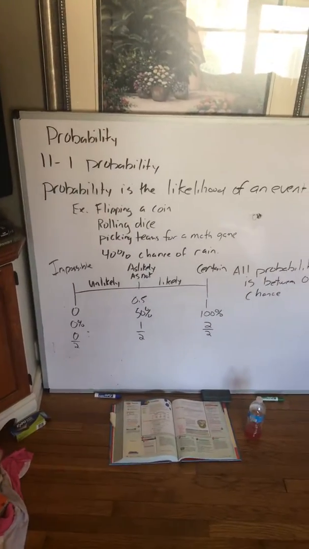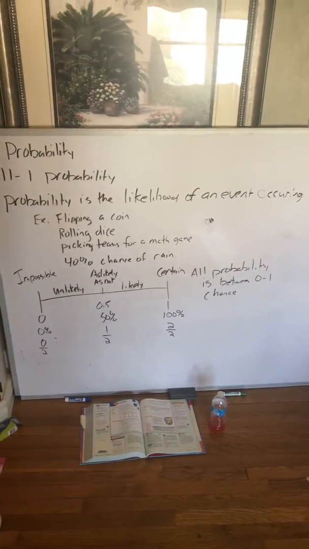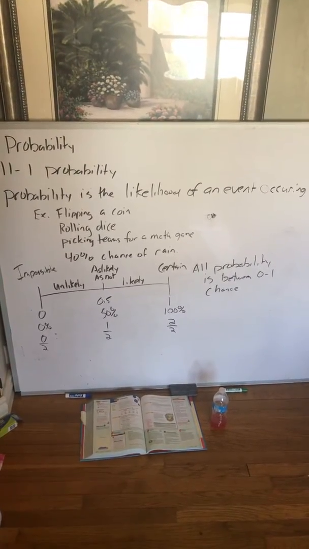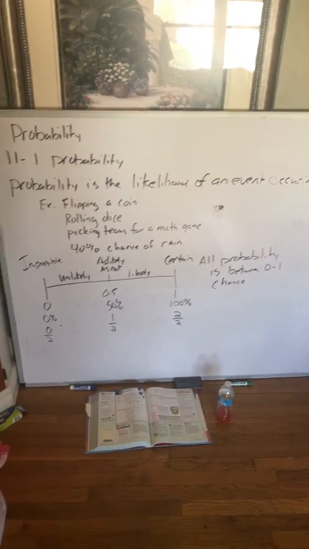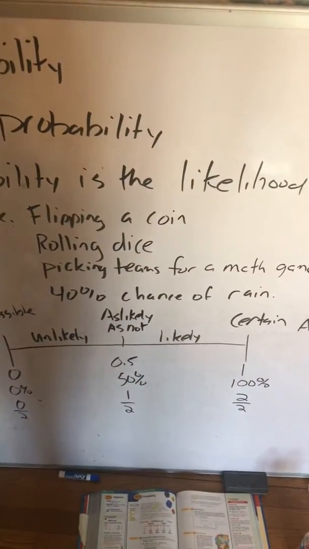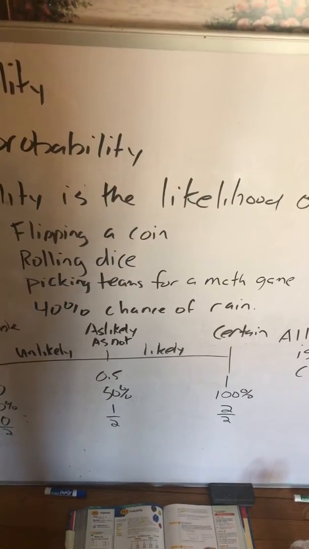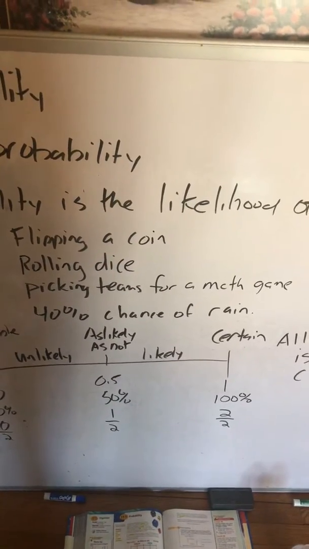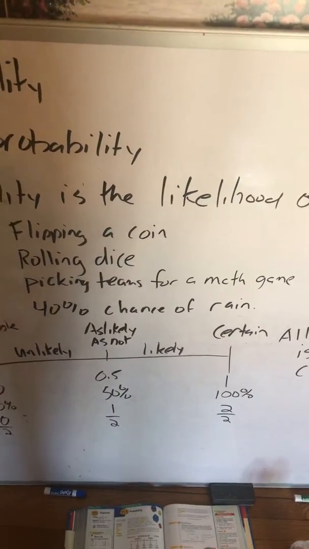Probability 11-1. Okay? Probability is the likelihood of an event occurring. Some examples of probability: flipping a coin, probability of getting heads or tails. Another type of probability is rolling a dice. Do I get 1, 2, 3, 4, 5, or 6?